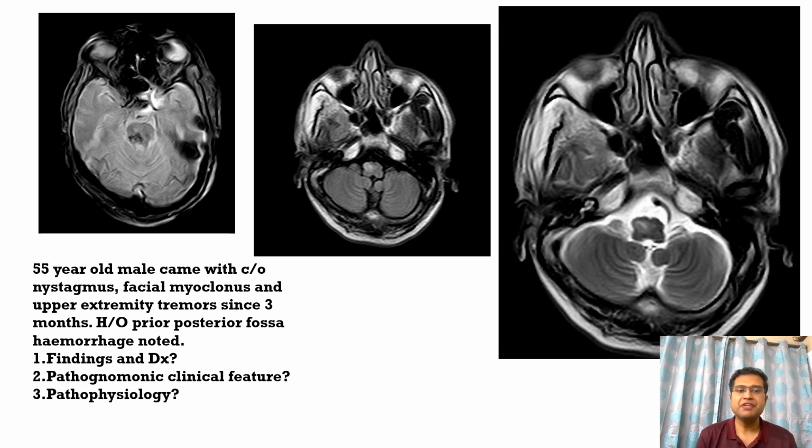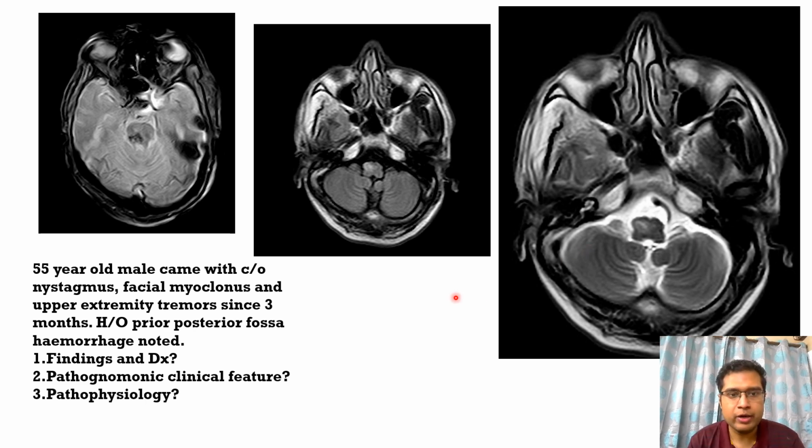Here we have a 55-year-old male who came with complaints of nystagmus, facial myoclonus and upper extremity tremors for the past 3 months. There is a history of prior posterior fossa hemorrhage. So what are the findings in this particular case? What is the pathognomonic clinical feature that we see in this case, and what is the pathophysiology behind this condition?